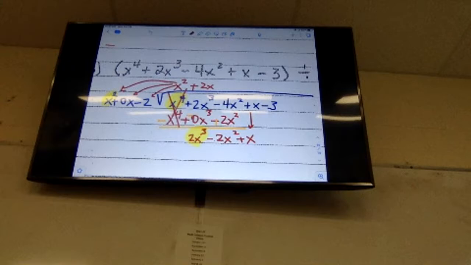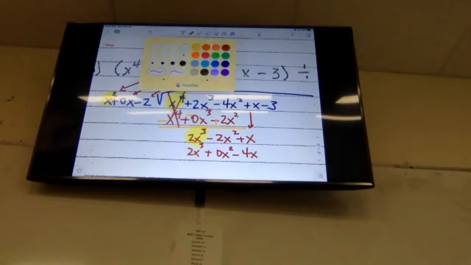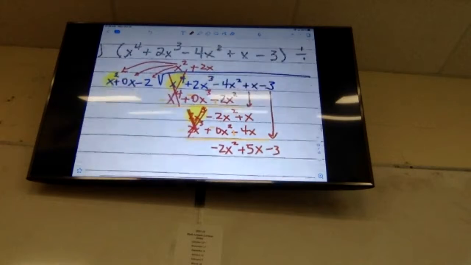All right, so that becomes 2x to the 3rd plus 0x squared minus 4x. Change all my signs. So my 2x to the 3rd cancel. I get negative 2x squared plus 5x. Carry down my negative 3.